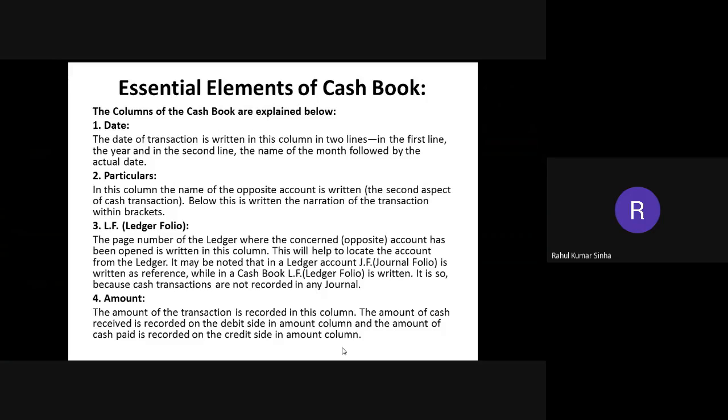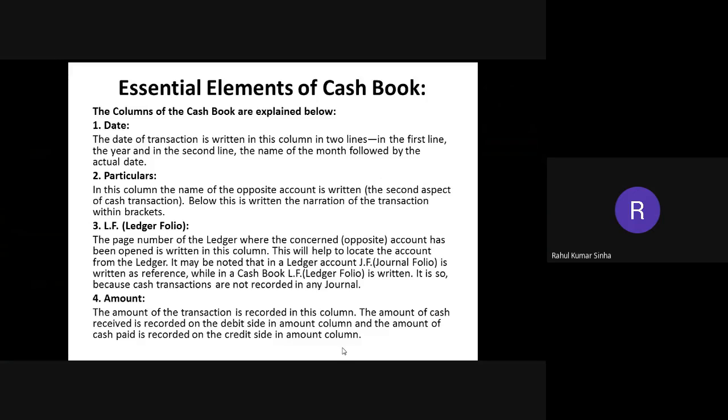In the cash book, as we know that the accounts, they are having the format. So in the format there are certain columns. The first column is of date column. So in the cash book, in the first column, the date is recorded on which the particular transaction is made. In the particulars, we write name of opposite account.